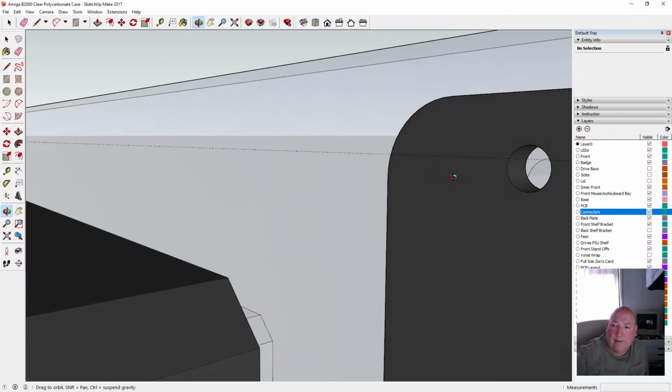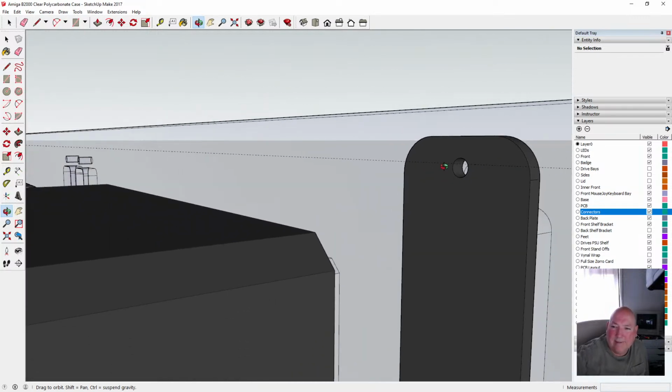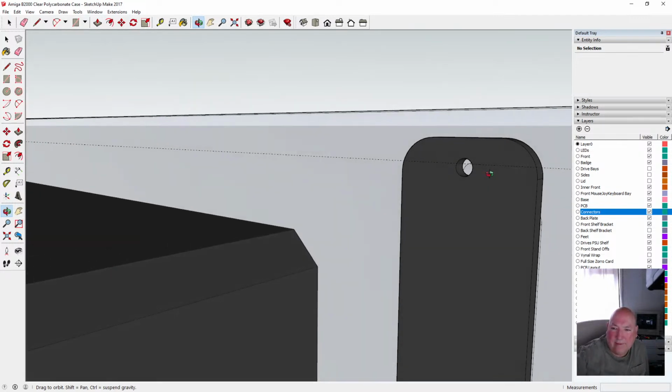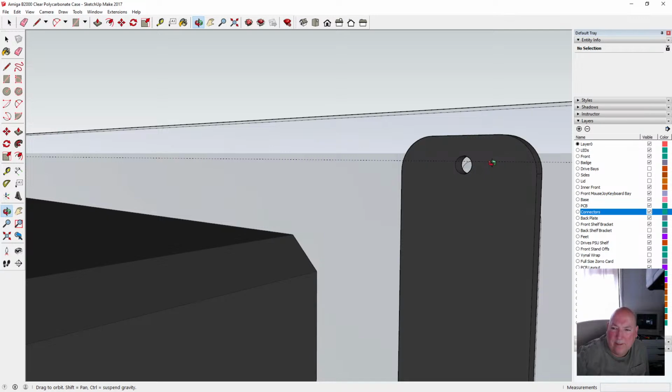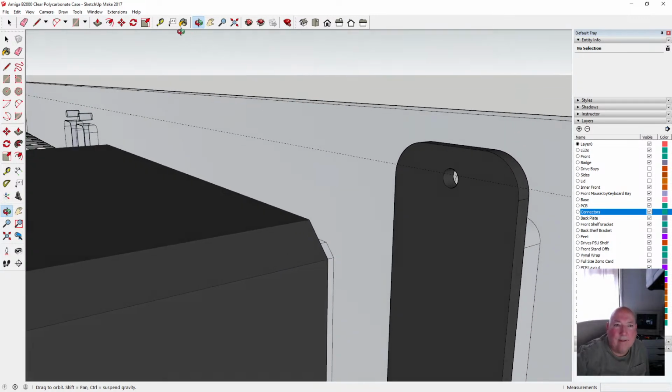Not quite. Actually takes the hole higher. Takes it higher. Makes the problem worse. No, does it? Yeah, it does. Right, let's just measure from the top down.